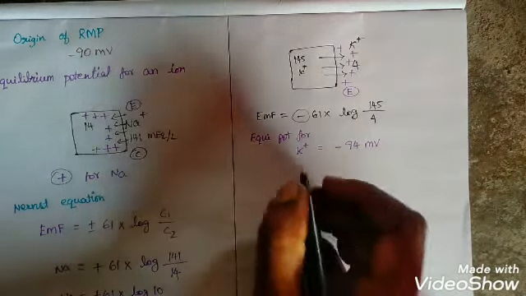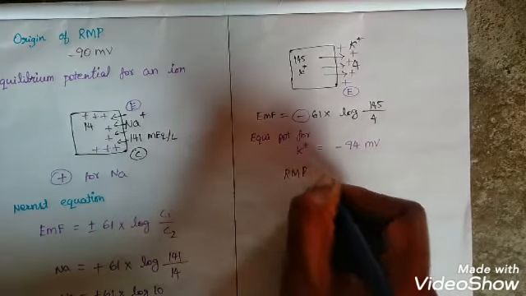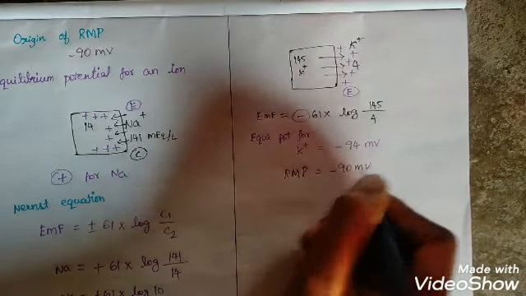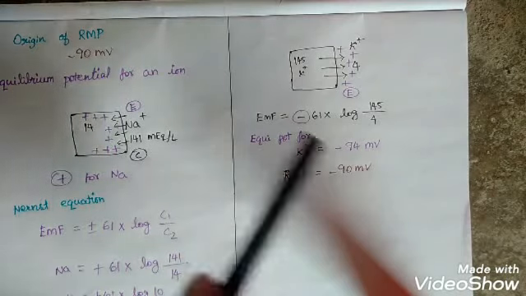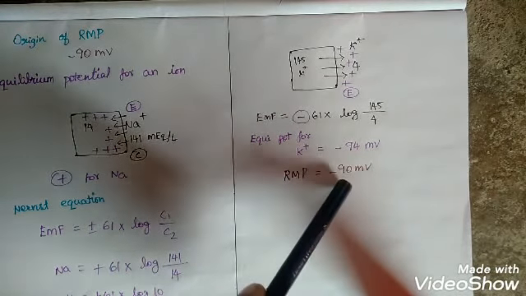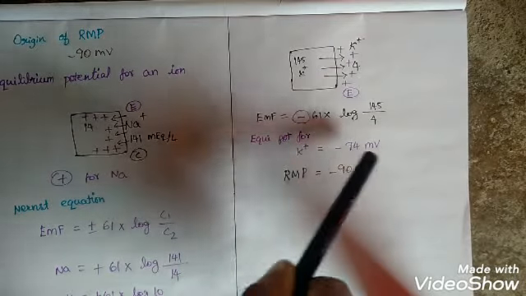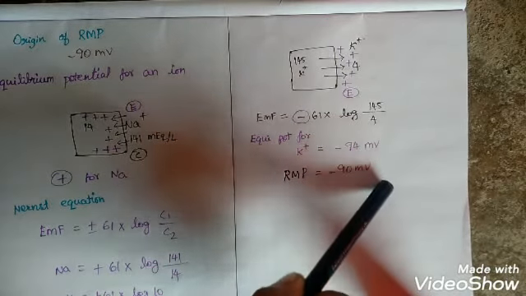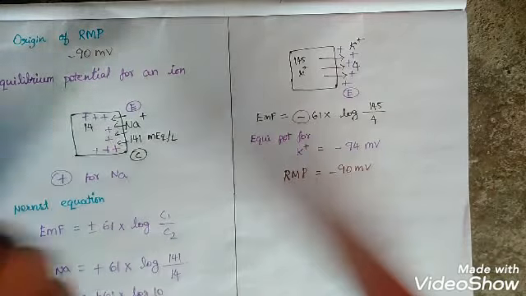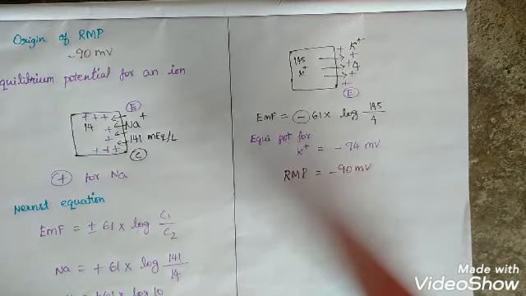And our resting membrane potential is minus 90 millivolts. Here you can see the resting membrane potential and the equilibrium potential for potassium are almost the same, right? It's almost near. When sodium equilibrates, its value is plus 61 millivolts, and when potassium moves and equilibrates, its value is minus 94 millivolts, and the RMP, resting membrane potential, is minus 90 millivolts.